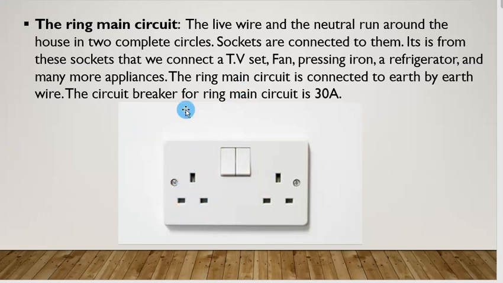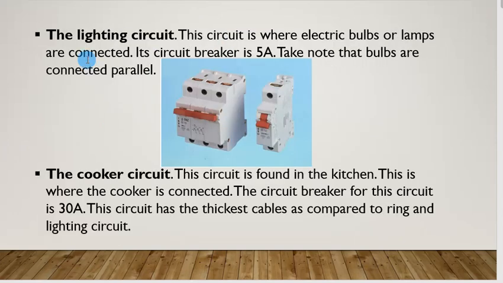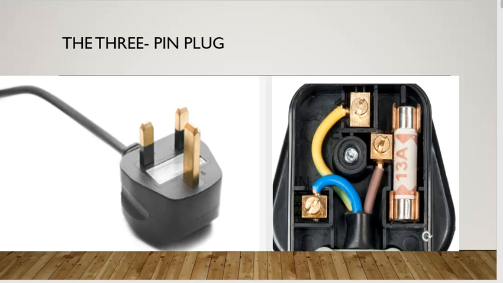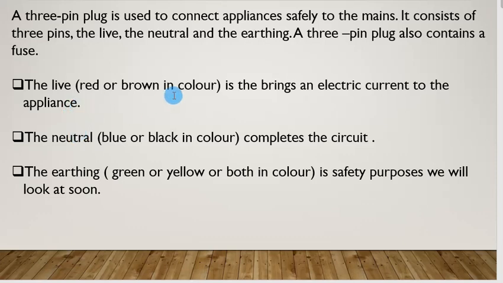So we described what the ring main circuit is, and we went on to look at the lighting circuit, what it is, the cooker circuit. We also looked at the sizes of cables for each one of these circuits so as to avoid overloading the cables. Okay, and then we looked at the 3-pin plug, its structure, and then we looked at the functions of the live, the neutral, the earthing, and we also looked at the color coding for each one of these.